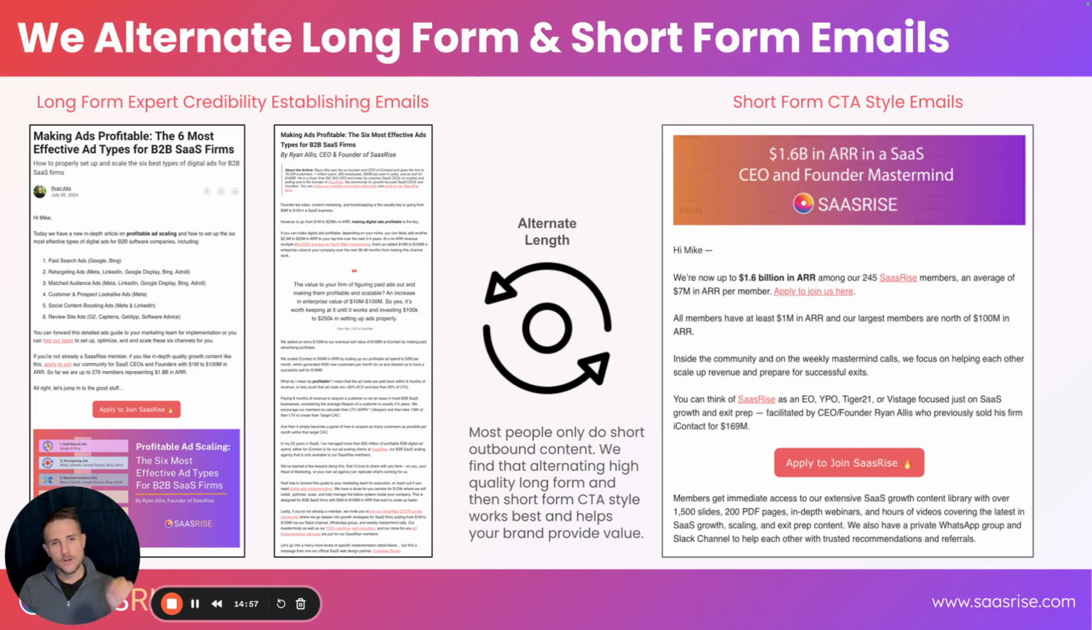And then you want to go for the kill. You want to go for getting them in with short form content, 50 words. And then the only CTA, call to action, on the right side is just apply to join, and we'll get about 3-4% clicks on that. That's how we've acquired our 300 members and growing here at SaaSRise.